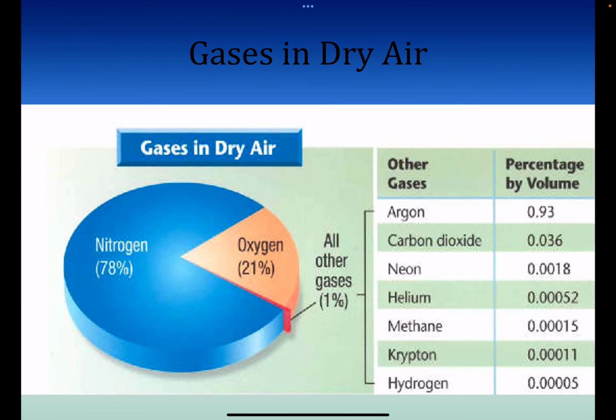As we talk, this first section is going to be looking at gases in dry air. Emphasis here on the word dry. Dry air is normally composed of about 78% nitrogen, 21% oxygen, and 1% all other gases. If you look at the table here on the right-hand side, it breaks down all of those other gases by percentage. You can see parts of it have argon, carbon dioxide, neon, helium, methane, krypton, and hydrogen, but in very, very small amounts. The main two would be nitrogen and oxygen.